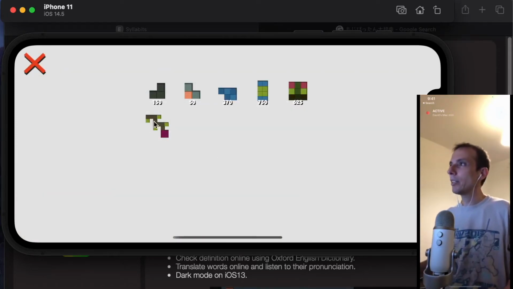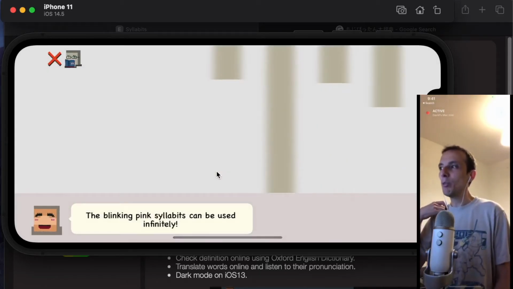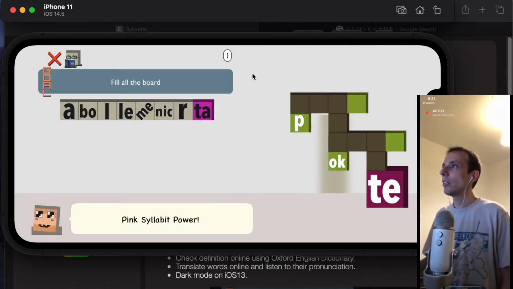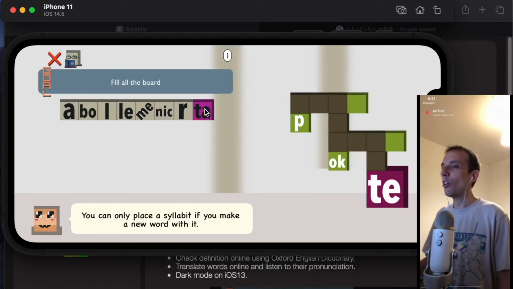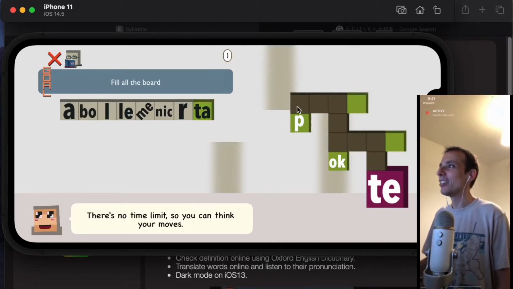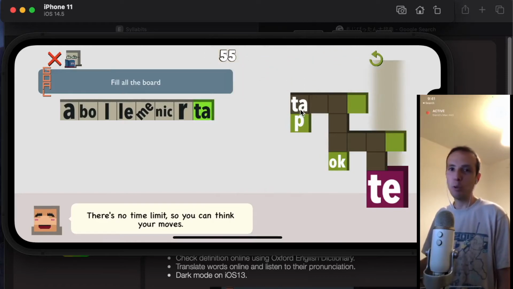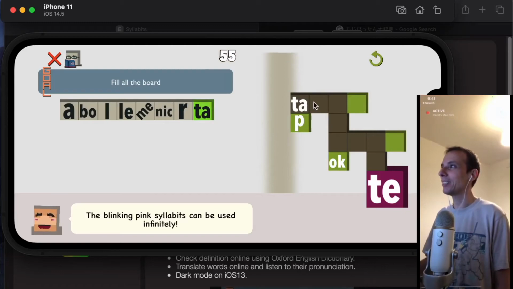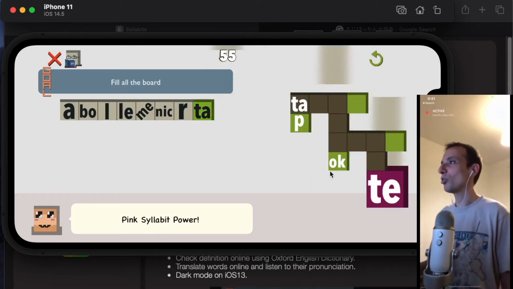Okay, many people get stuck in this stage. The blinking pink syllabits can be used infinitely. So there's some blocks there. These blocks, I call them syllabits. This ta block can be used many times. Unfortunately, there's no word tata in English, because if there was, you could see that I could fill this board with tas. No, you cannot do that, unfortunately.